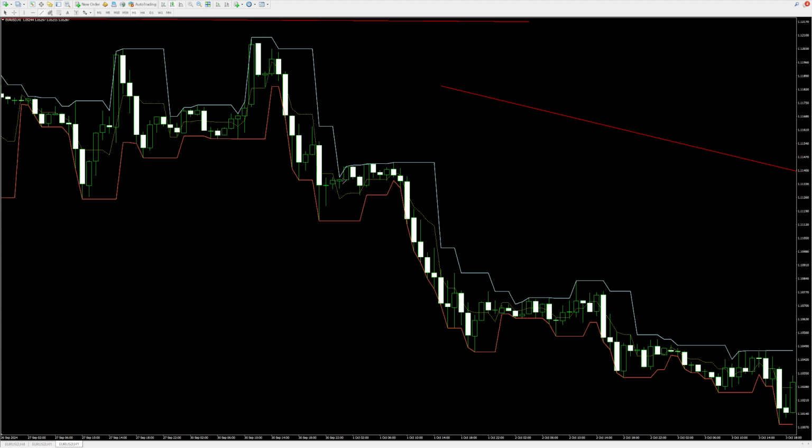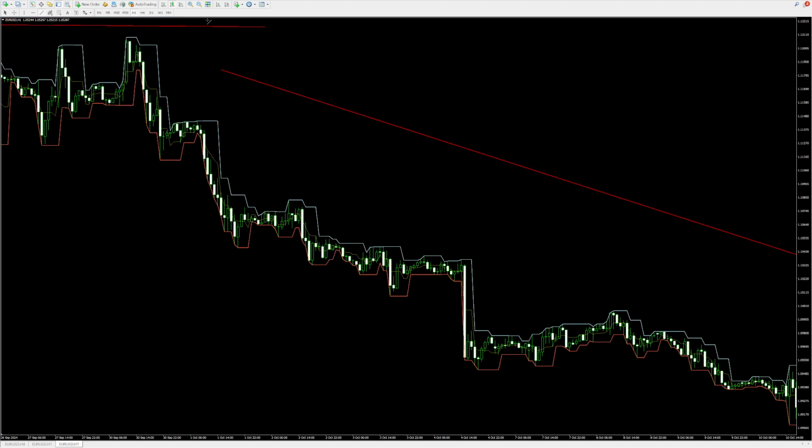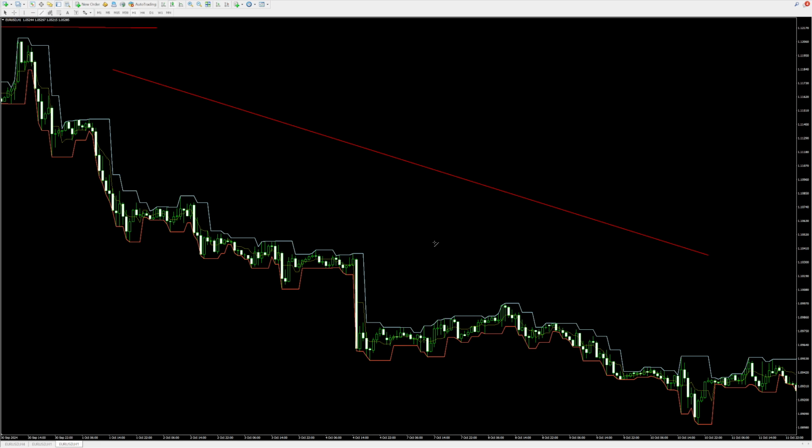So you can enter on the pullback into this area in the direction of the trend. As I said, we're in a downtrend, so we're only going to take sell trades. We're not going to buy against the trend. As the old saying goes, trend is your friend. So we're going to want to trade with the trend and just time our entry on a pullback.